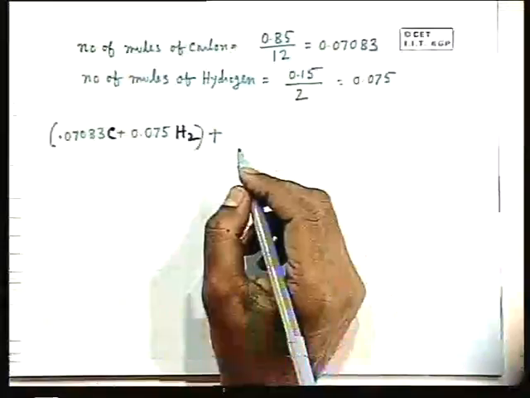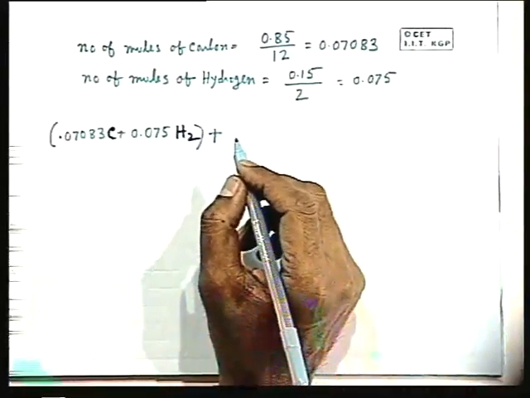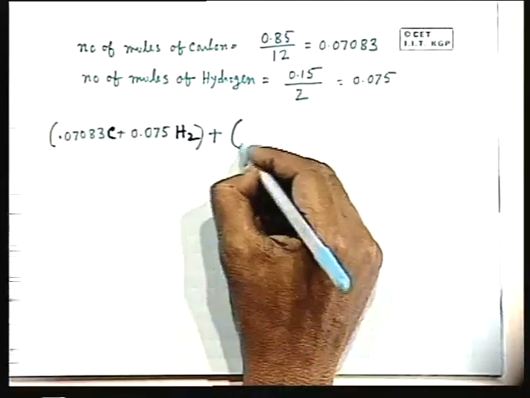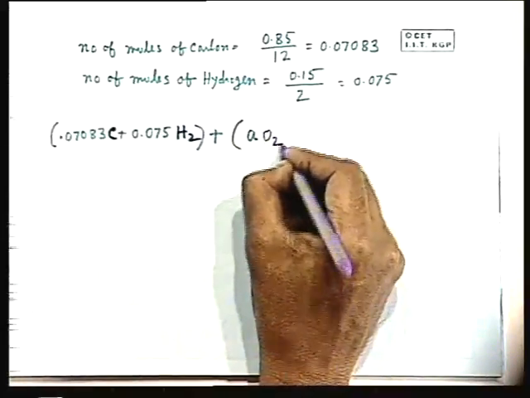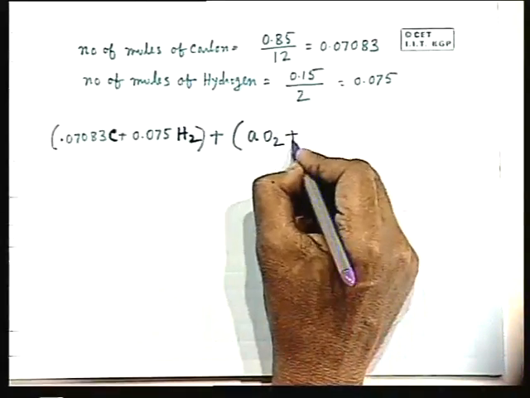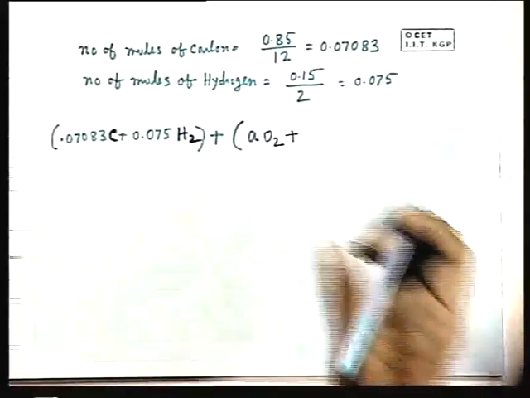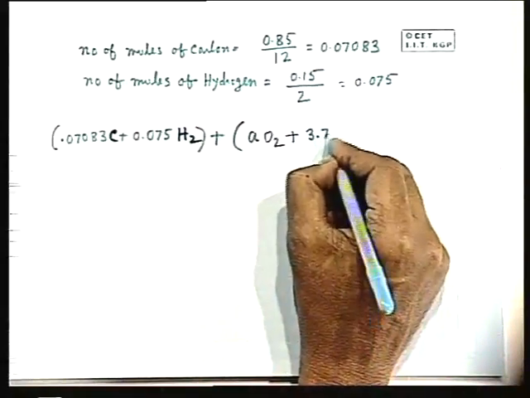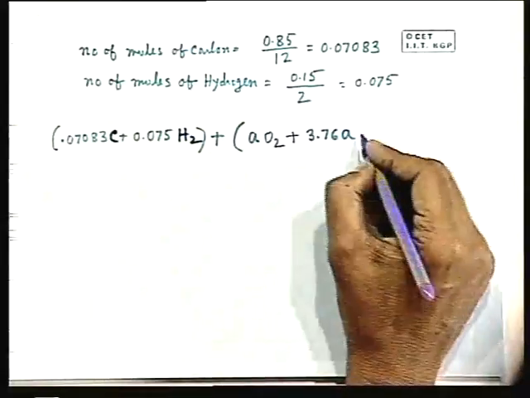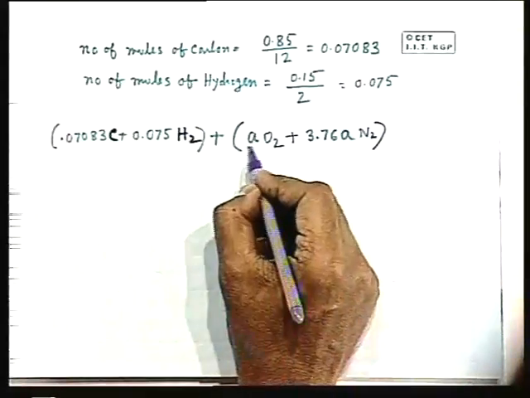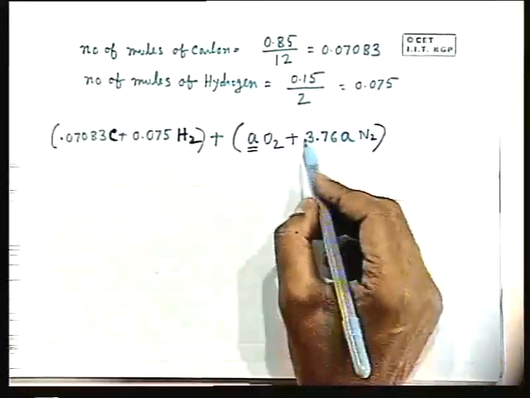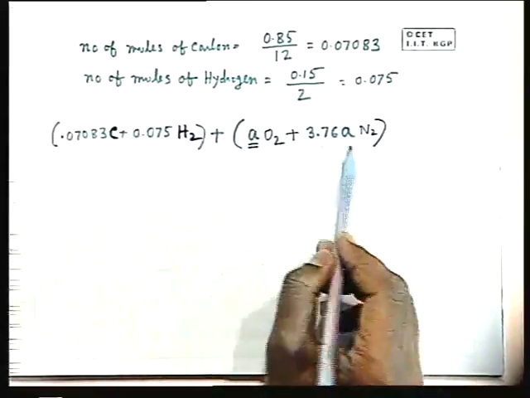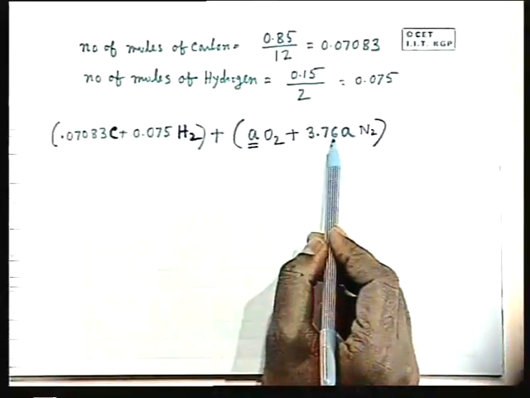So, we consider A as the number of moles of O2. Okay. So, then we write A O2, then 3.76 A N2. What we assume here is that A, an unknown, is the number of moles of O2 being supplied. With that, 3.76 A nitrogen will be supplied, because the nitrogen to oxygen volume ratio is 3.76:1.